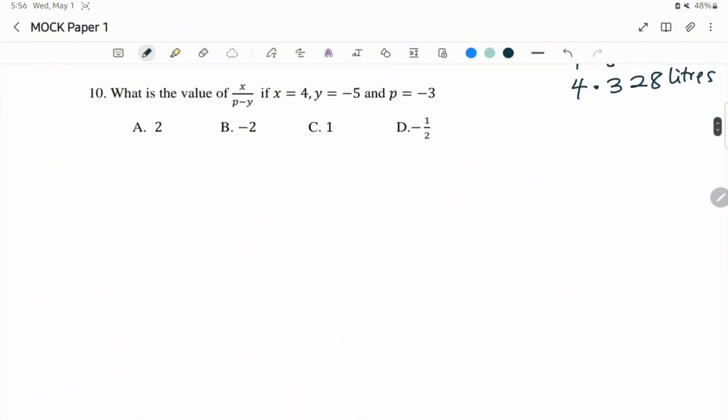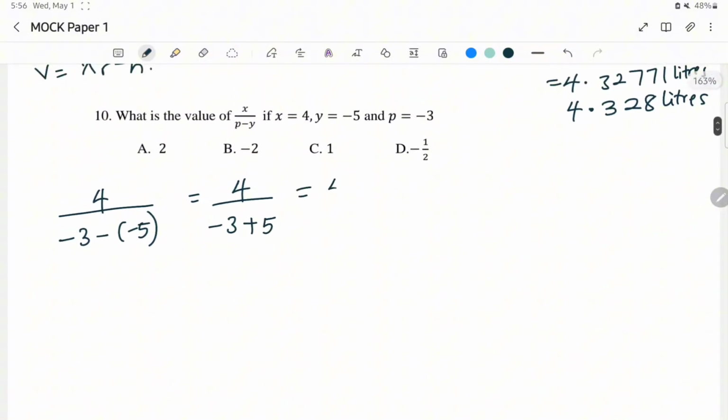What is the value of x over p minus y? Well, x is 4, p is -3, minus y is -5. That means 4 divided by -3. We have two opposite signs right here, the sign before the bracket and the sign after the bracket. Oh, sorry, we have equal signs rather. We have a negative outside the bracket and a negative inside the bracket, so it is going to turn into a positive. So that's -3 plus 5, and that's 4/2, and the answer is 2.